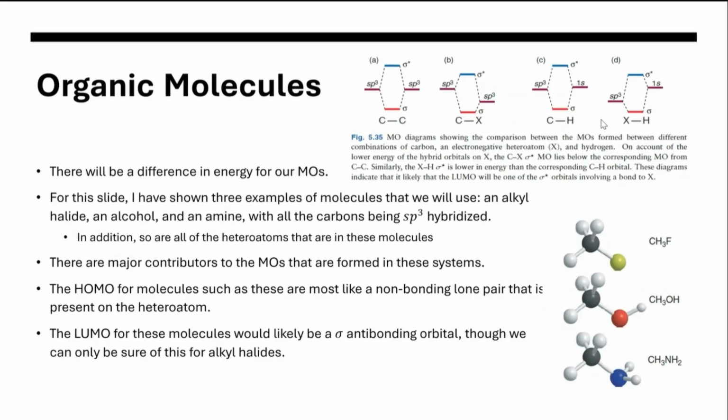So there are major contributors to the molecular orbitals that are formed in these systems, and the HOMO for molecules such as these, alkyl halides, alcohols, and basic amines, is most likely a non-bonding lone pair that's present on the heteroatom. And the LUMO for these molecules would likely be a sigma anti-bonding orbital, though we can only be sure of this for alkyl halides, like CH3F, which is just fluoromethane. For alcohols and amines, we might have to use things such as computer calculations.